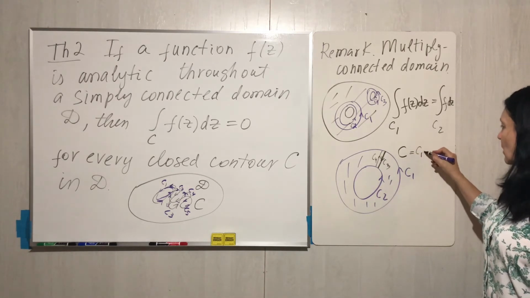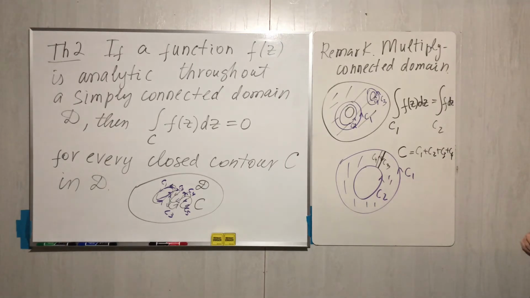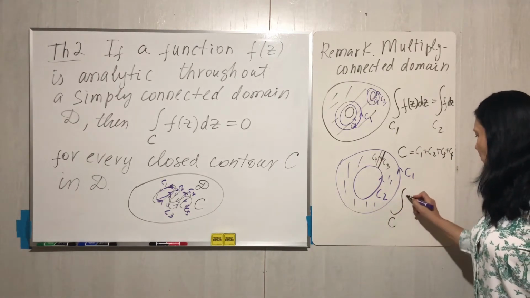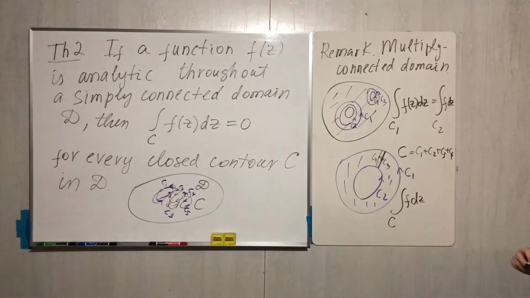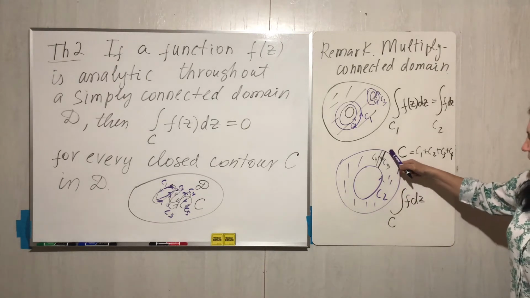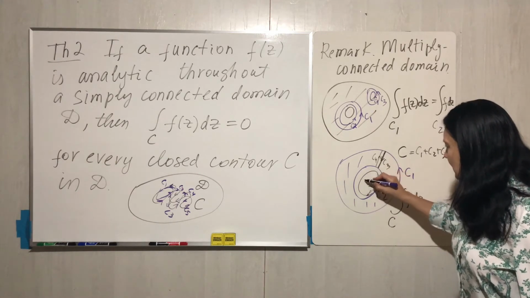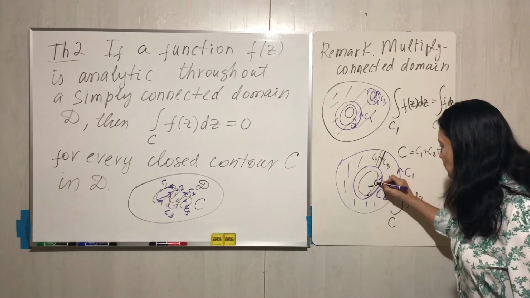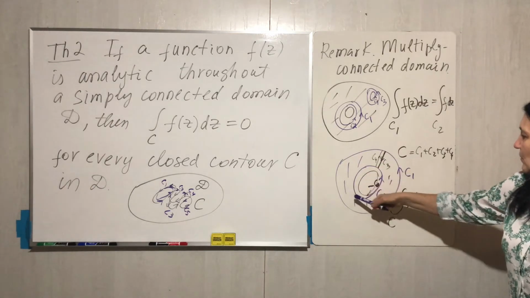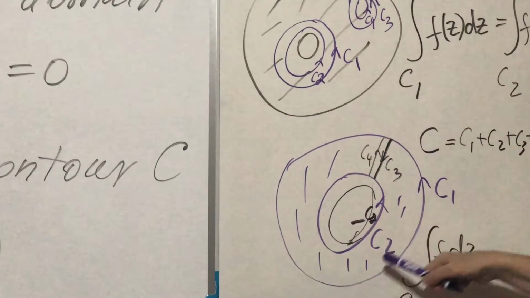That is a sum of C1 plus C2 plus C3 plus C4. Right? So let's look at this contour. Now if we look at the integral along contour C of our analytic function f dz, then our function is analytic everywhere here. If we go first along C1, then along C3, then in the negative direction, negative C2, and then back to C4, we will enclose this area, and we will have the integral of an analytic function along this contour, right?